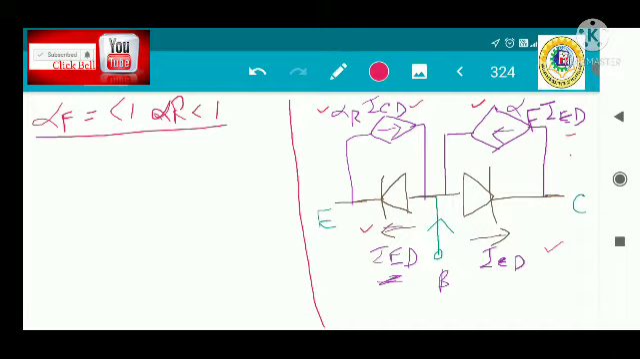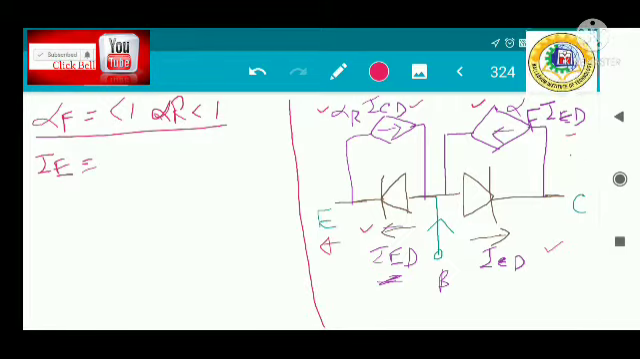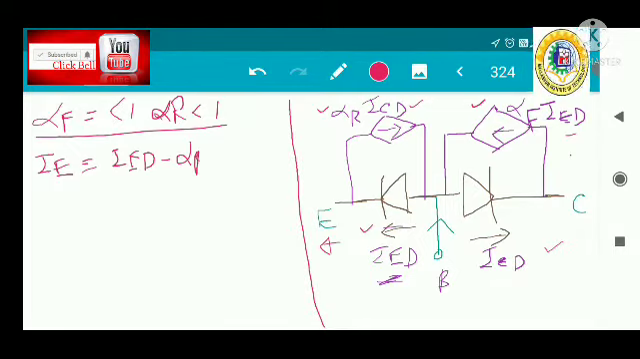Now if we want to calculate the emitter current IE, the emitter current direction must be in that direction. From the model, you can see that the emitter current is IED minus alpha R ICD. If we just apply the KCL at this node, then we will get the current.